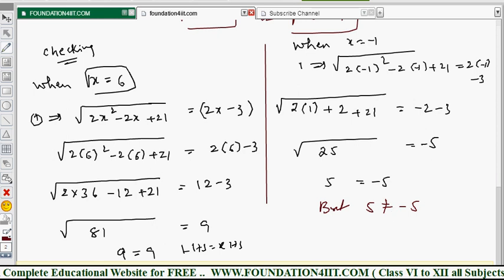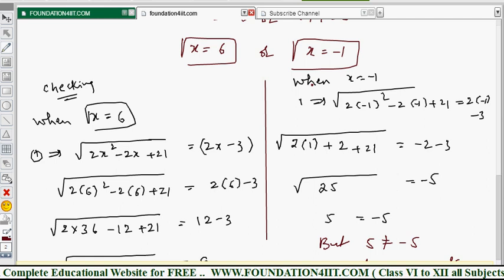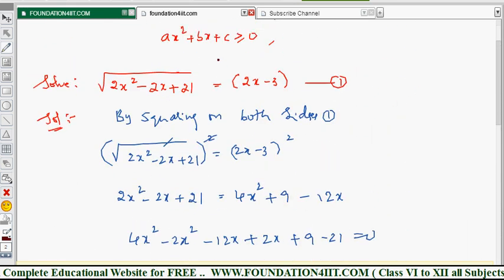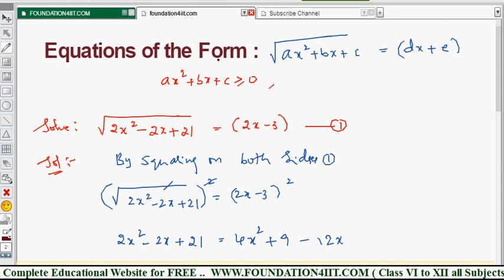So this is an extraneous root, which is not satisfying the equation, so it is rejected. When it's rejected, the solution set is only 6. So x is equal to 6 alone is the solution set. It is compulsory that whenever problems are of this type, after getting the solution, you substitute it in the equation, and then you can find the answer clearly.